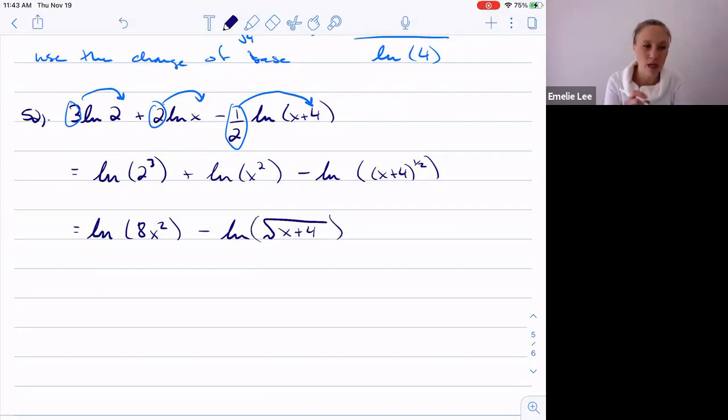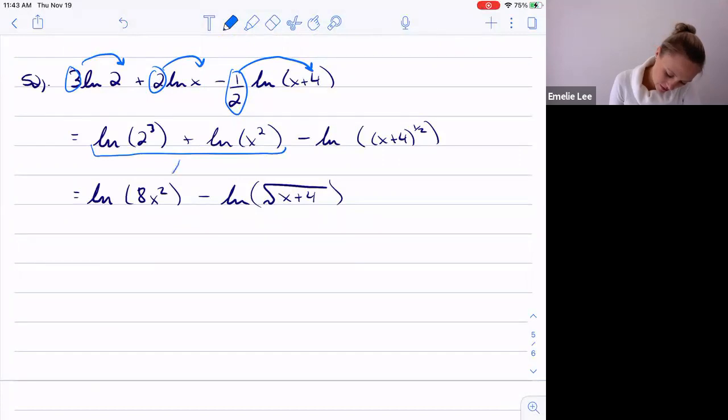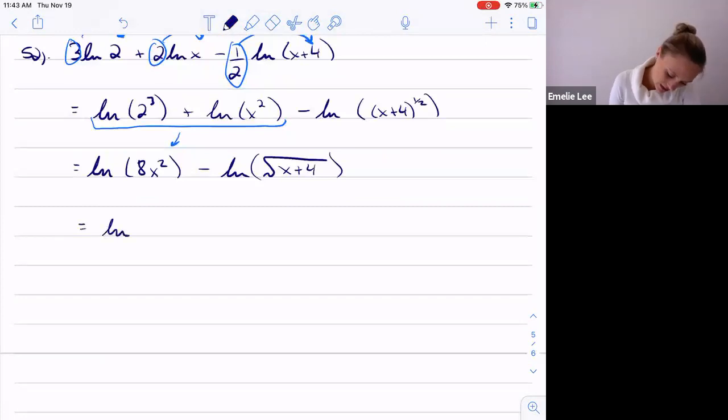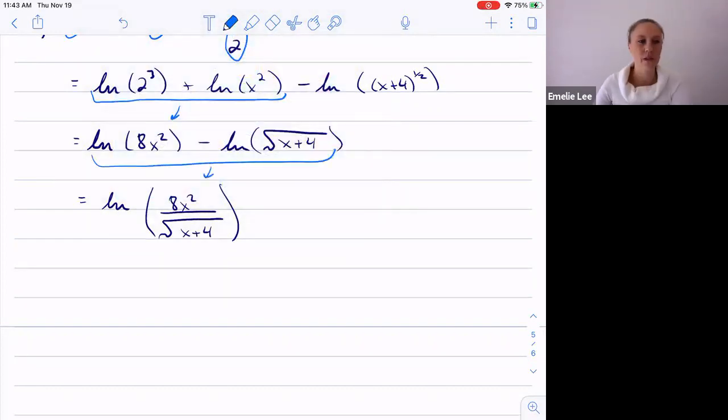So now, because I'm subtracting, right? So here, this became this. And now, because I'm subtracting, I get the ln of 8x squared divided by the root of x plus 4. Now, that's as combined as I think I can get this thing. I don't think I can cancel anything in here. I don't see anything that I can do to simplify inside, so I'm done.